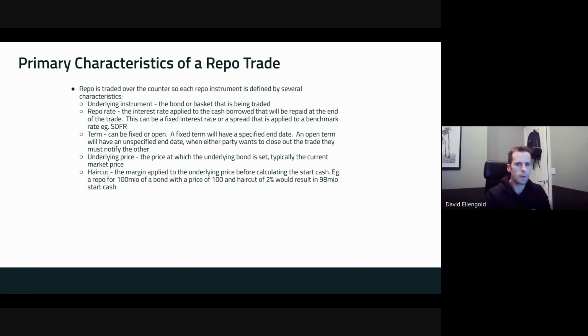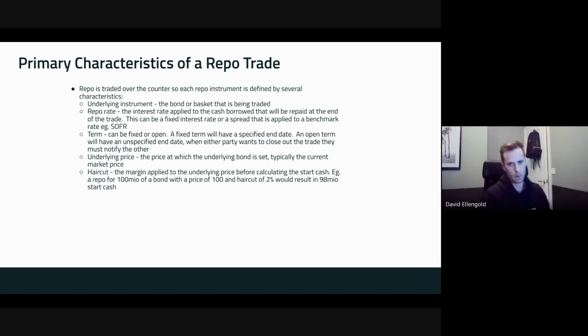And then the other main thing that you see quoted is the haircut. So what sometimes people will do, especially say a dealer has a customer come to them, and the customer might have a lower credit rating, or they're not as well regarded. So they say, okay, I'll lend you the cash, but I'm going to take a haircut relative to how much this bond is actually worth, to provide me with a bit of cover in case something goes wrong, like you default, and that way I've got a bond worth more than the cash that you owe me.